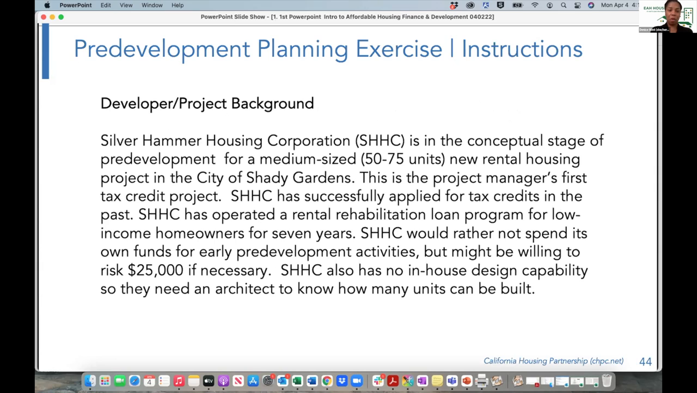So you are a project manager and the developer you work for is Silver Hammer Housing Corporation, and it's in the conceptual stage, or the early stage, of the development for a medium-sized, 50 to 75 unit new rental housing project in the city of Shady Gardens. Sorry, I just had a Golden Girls moment of thinking of Shady Pines. This is the project manager's first tax credit project, and SHHC has successfully applied for tax credits in the past. SHHC has operated a rental rehabilitation loan program for low-income homeowners for 7 years. SHHC would rather not spend its own funds on early pre-development activities, but might be willing to risk $25,000 if necessary. SHHC also has no in-house design capabilities, so they need an architect to know how many units can be built.